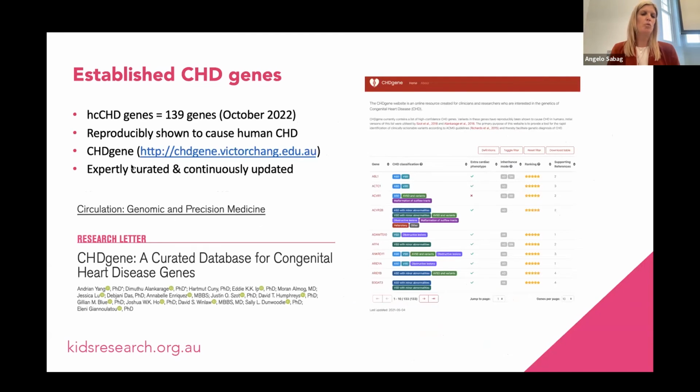So as I mentioned, we now know of about 139 genes that are linked to human congenital heart disease. And basically these genes have been reproducibly shown to cause human congenital heart disease. And there's a very handy website that we've developed with our team at Victor Chang called CHD Gene. Basically this lists all the genes that are currently known to be associated with congenital heart disease. It's also very recently been published, so it's now citable as well. It's a great resource. So if you have a heart condition and you have a pathogenic variant in one of these genes, it's very likely to be the cause of your heart condition.